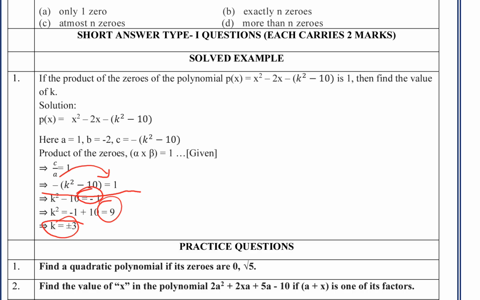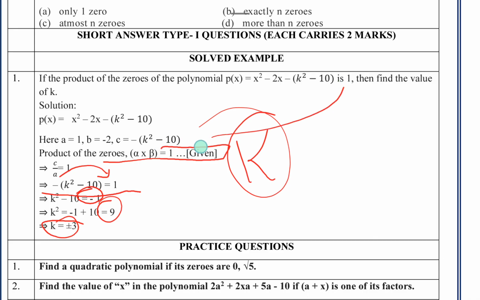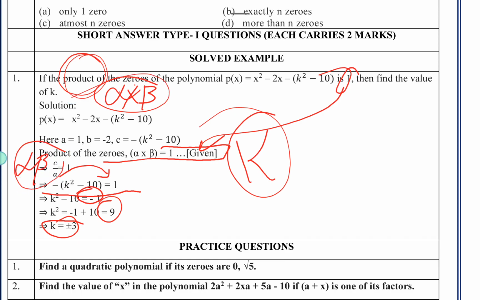It is a very important question. Finding the k value is very important. This contains 2 marks. You can easily solve it. The product of the zeros, alpha into beta, is already given as 1. Sum means plus, product means multiplication. Alpha into beta equals c by a. That is the formula they have mentioned here.